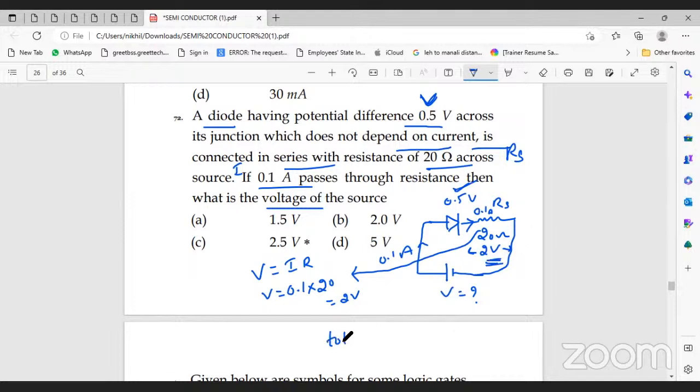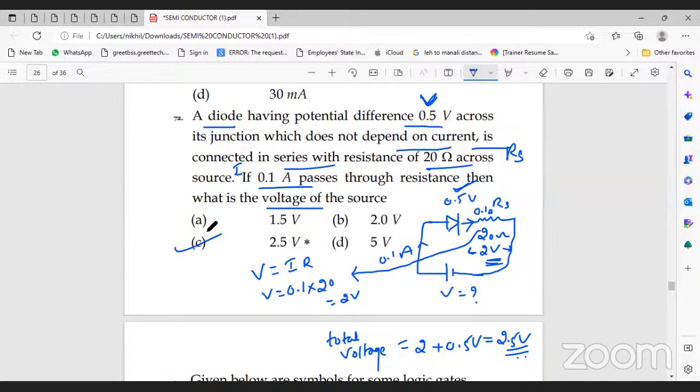Therefore, what is the total voltage across the circuit? It is 2 volt plus 0.5 volt. So together it is 2.5 volt. So option C is the right answer.